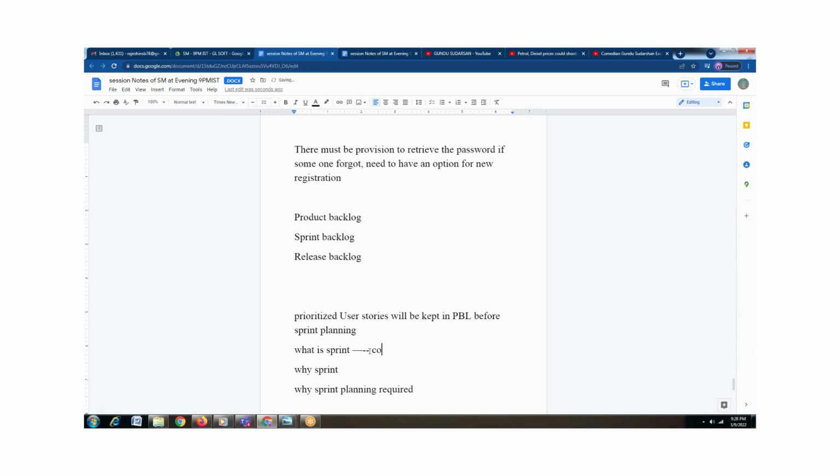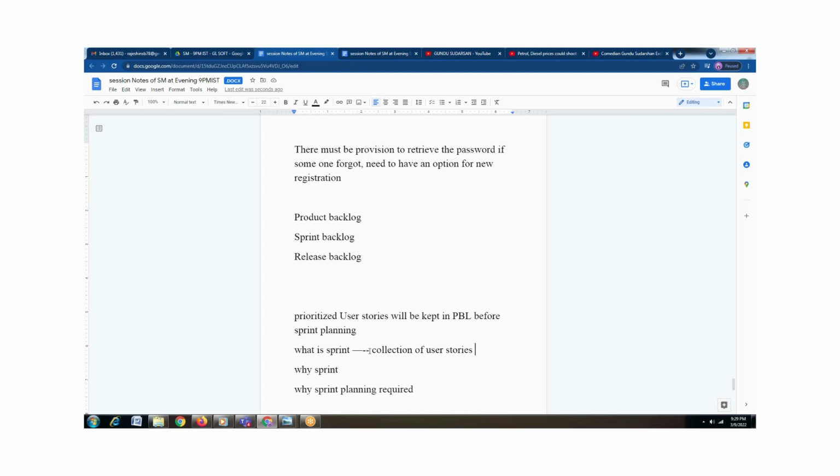A sprint is nothing but a collection of user stories. In simple words, a sprint is the collection of user stories. As I mentioned earlier, a user story is the functionalities and non-functionalities you are supposed to develop. These user stories will be kept under the product backlog, where prioritization will be made.